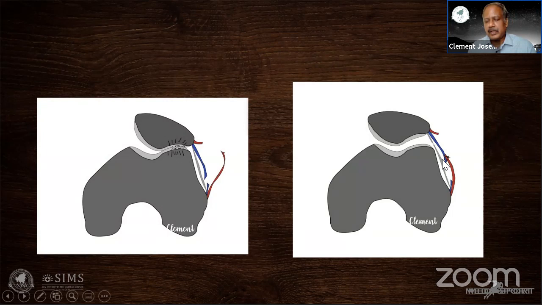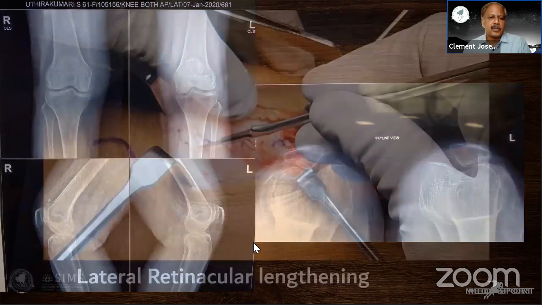So this has its own advantage, because it gives you an opportunity to look inside the joint and clear the synovium. You can do a prepatellar neurectomy, and you can also remove painful osteophytes in this case. So this is a patient with severe patellofemoral pain, 61 years, and you can see the video here.